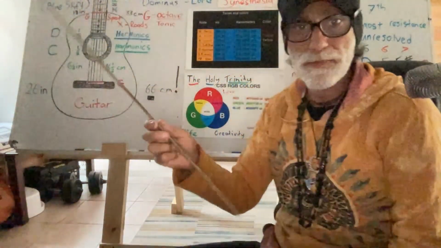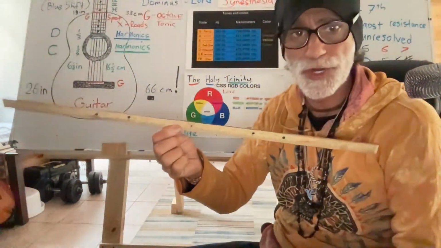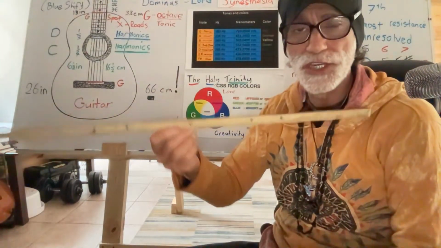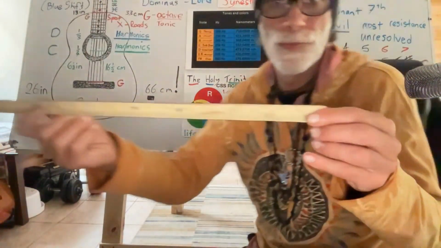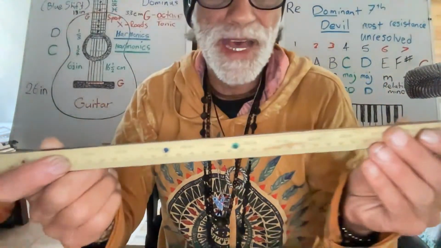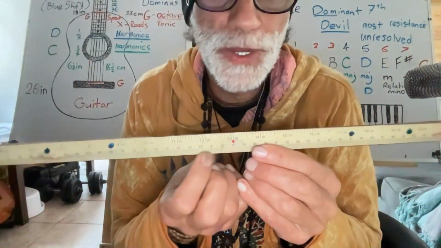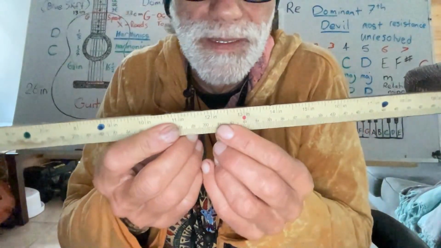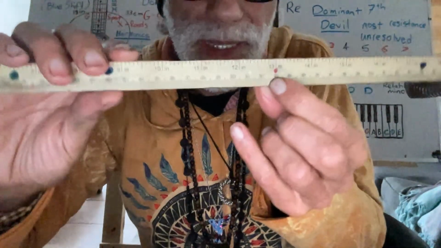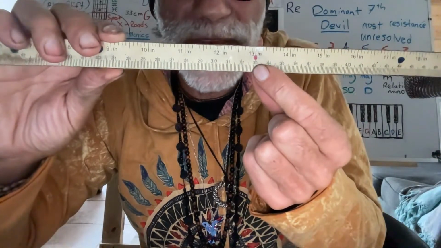Remember the guitar, classical and nylon string guitars are 26 inches long or 66 centimeters. Can you see that? 26 inches is exactly the same as 66 centimeters. Therefore, half of that, notice I've got it in red, is 13 inches and 33 centimeters.